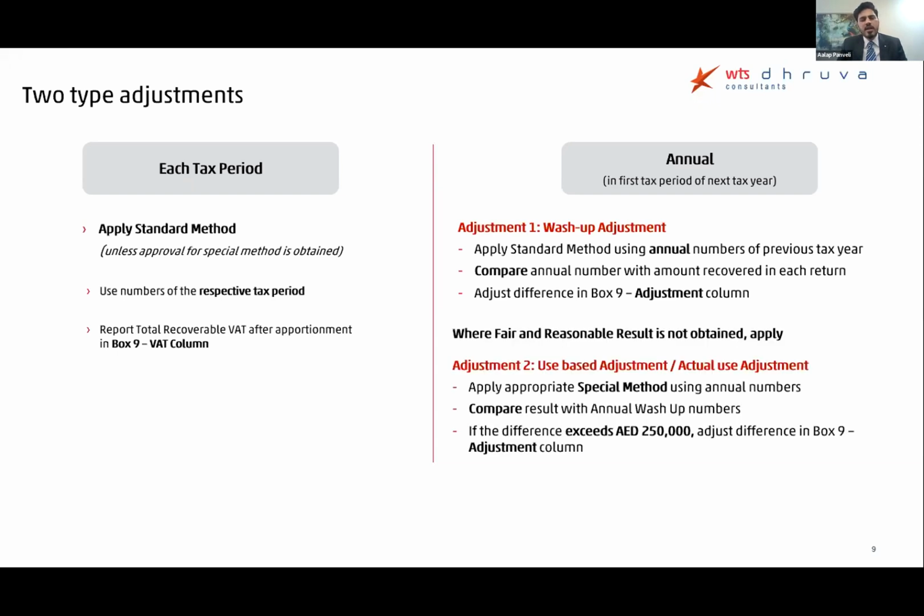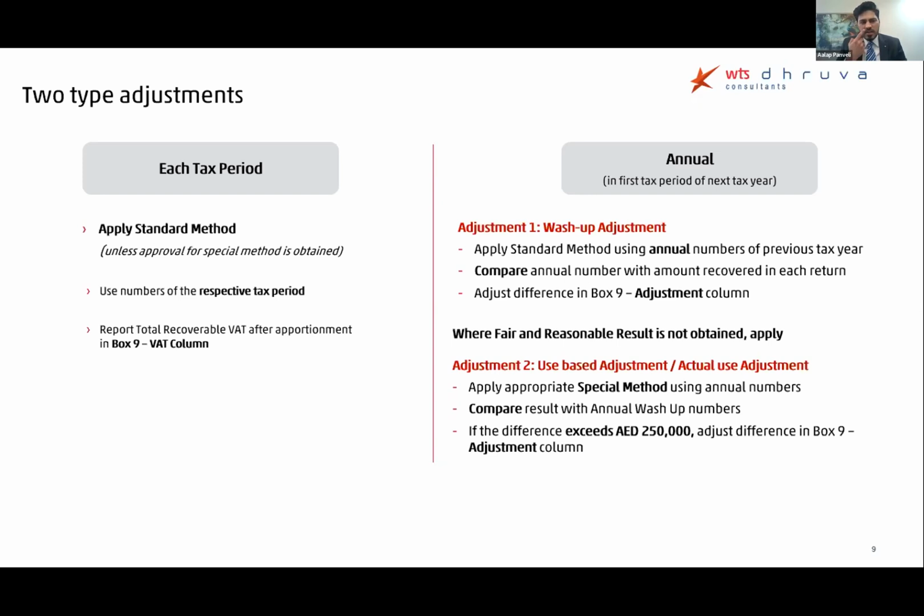adjustment. The next adjustment is the use-based or actual use adjustment. Here is when special methods come in. So the FTA has prescribed 4 methods, which I will be discussing in the subsequent slides. Here, what you have to do is compare the annual wash-up figure that you've computed using the annual numbers standard method with the special method which is applicable to your sector, and compare the difference between the two. If the difference is more than 250,000, positive or negative, you need to make an adjustment. And if the difference is less than 250,000, then no adjustment.